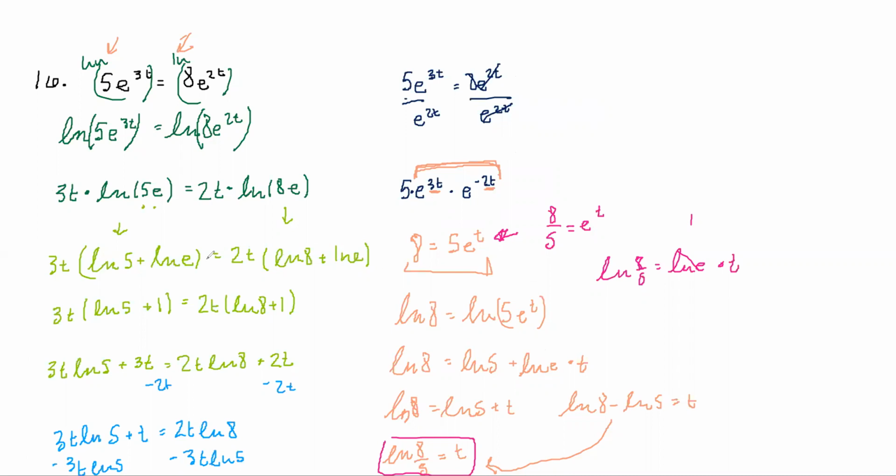I made a mistake in that I pulled this out of this 5e without divvying this up. What I should have done is made this the natural log of 5 plus the natural log of e to the 3t. This is a bad way of solving the problem, this whole thing in the green and blue. But I did screw up most notably right here by not doing that.